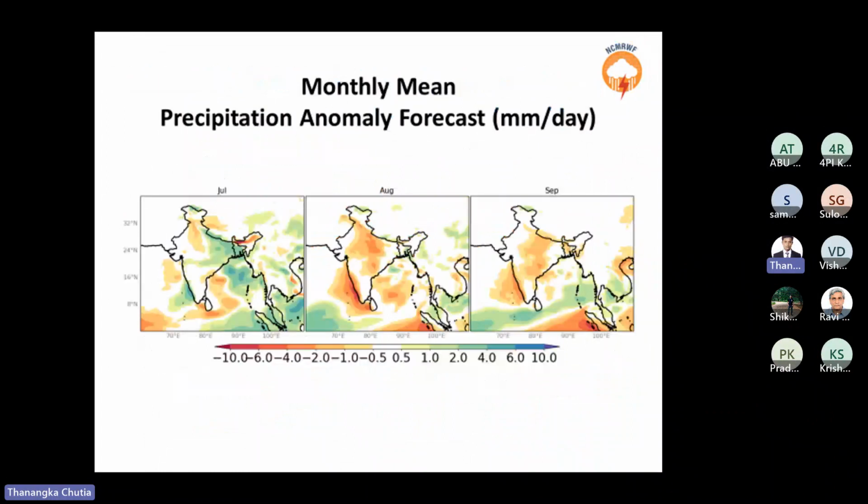Now, you remember this model I had earlier projected. This is based on the June initial condition. They made a forecast, thank you people, and they showed that August will be below normal.